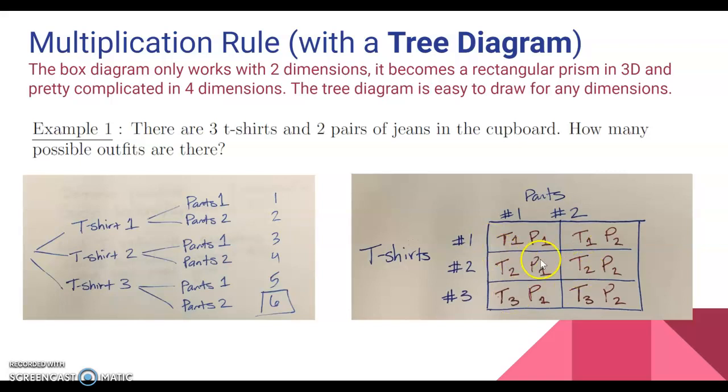Now, these box diagrams are cool when you only have 2 different things that you're choosing. But if we were going to pick a t-shirt and pants and a jacket and some socks, the third one would make it a cube or a rectangular prism. And then the 4th dimension gets a little tricky to draw. So I would probably resort to a tree diagram if I was going to add additional branches. It's very easy to continue to add branches to a tree diagram. That would be my recommendation there.